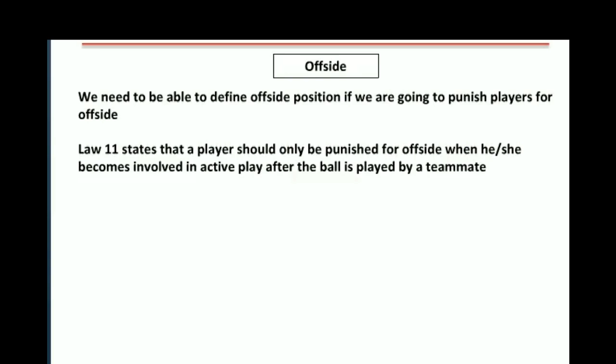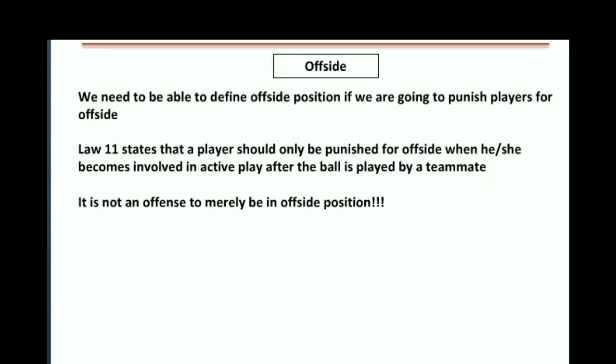Before we get into what, quote, "involved in active play" means, we need to point out the importance of not punishing a player who is simply in offside position. Law 11 expressly states that it is not an offense to be in offside position. In each of the offside positions we illustrated on the previous slide, simply being in that position is not a reason for the player to be punished.